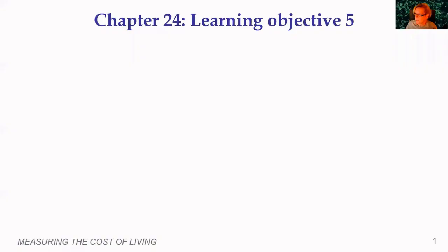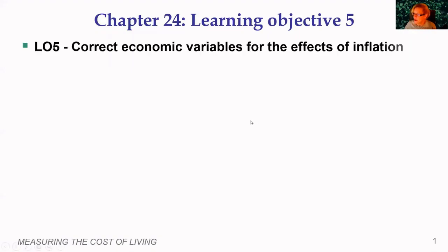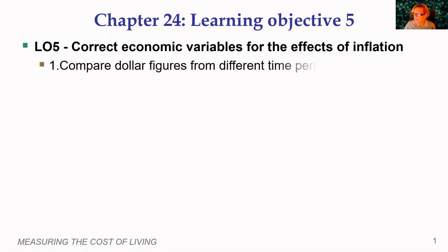Hi, and welcome to Chapter 24, Learning Objective 5. This is our last learning objective for Chapter 24. We have a couple of different things that we're going to do in this chapter, all related to inflation. So let's get at it. The first objective is we want to learn how to take economic variables and compare them for different years, isolating the fact that inflation happens. So we're going to talk about how to do that.